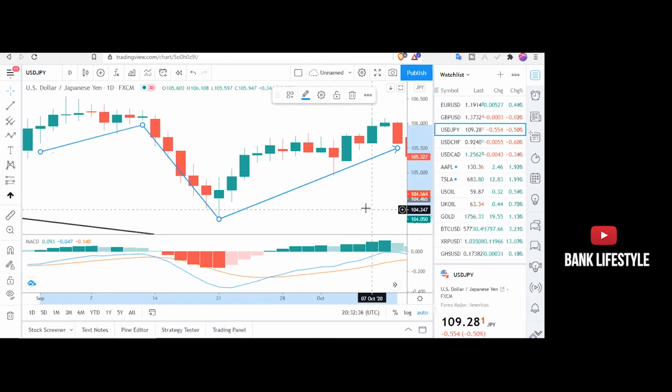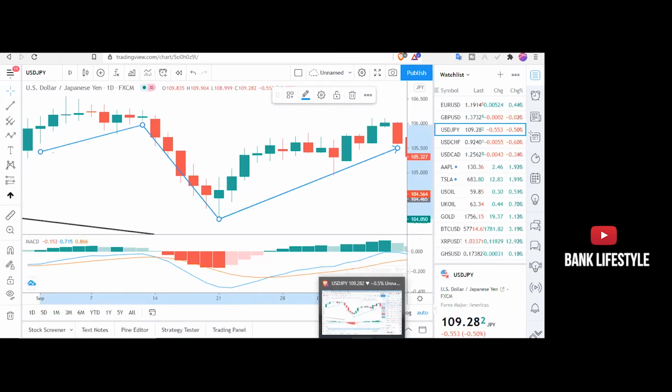So the RSI, as I talked about first, is to show you whether there's going to be a reversal, and the MACD is going to tell you whether there's going to be a new trend formation or not.